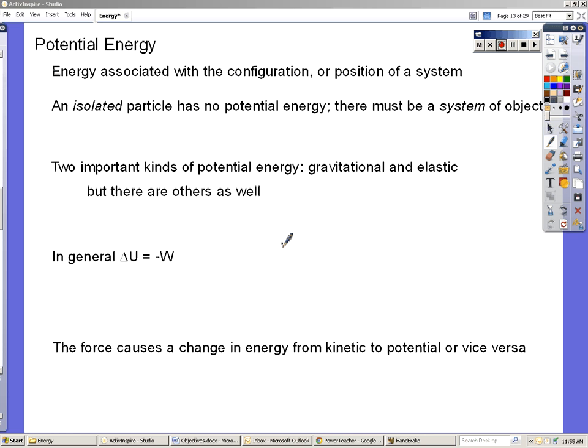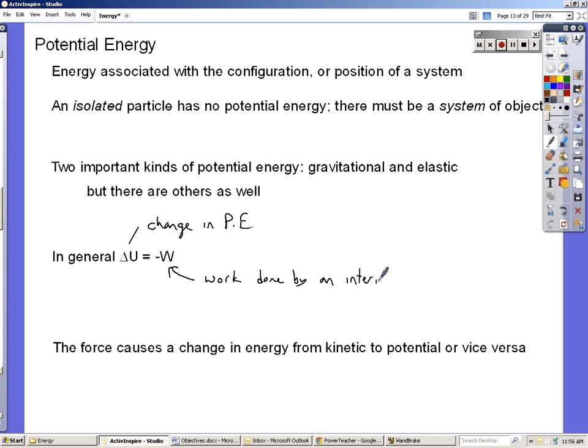Now, in general, delta U is the change in potential energy. U is generally the symbol we'll use for that. That derives from German. It's complicated. And it's equal to the negative of the work done by some force. So this W is the work done by an internal force. And that's why we need the system. Potential energy is associated with a force that is part of the system or internal to the system.